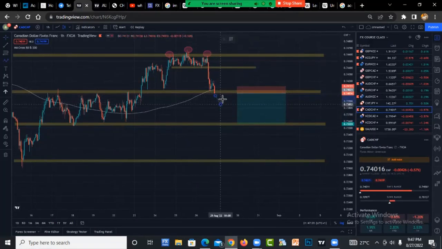We may see price breaking here also, and probably retesting and pushing down before maybe a change in the continuation of the bullish movement of the market. Do you get what I'm saying now? So that's what I see on the CADCHF.